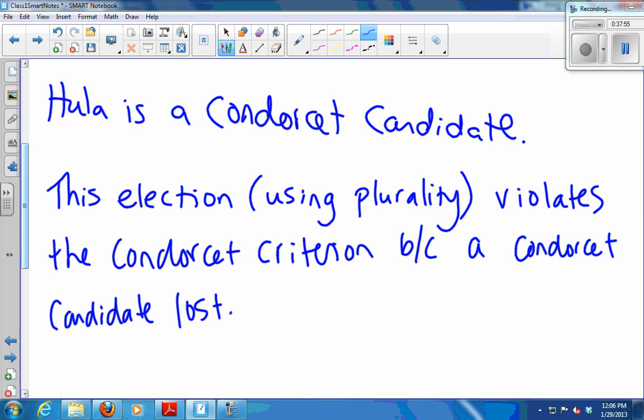Right. We have a Condorcet candidate. The criterion says that candidate should always win. If there is one, they should win. Yet, when we use plurality, a different candidate won. So we violated the criterion. And Condorcet, by the way, is just a French name, the person who came up with this concept, if you were curious where that came from.